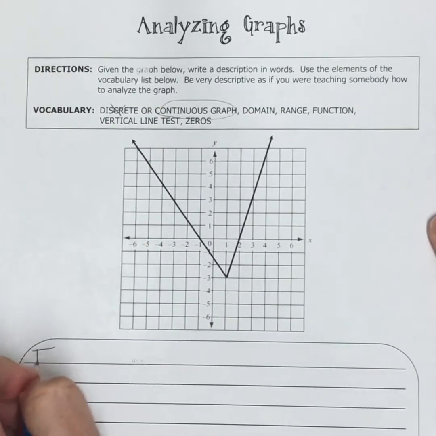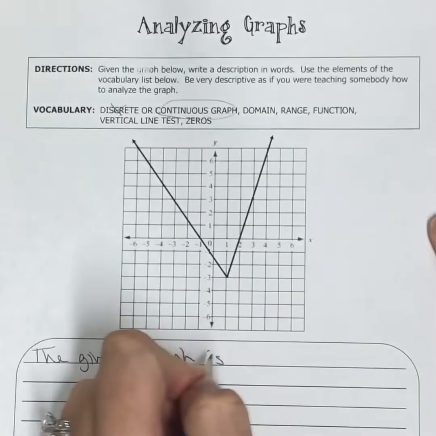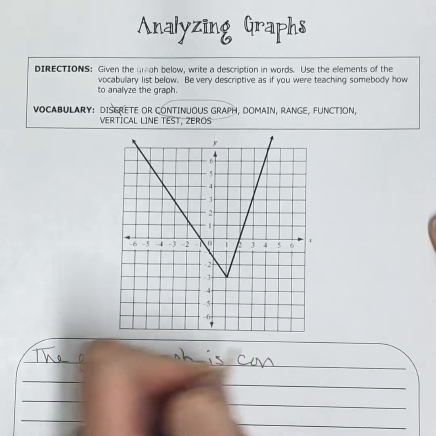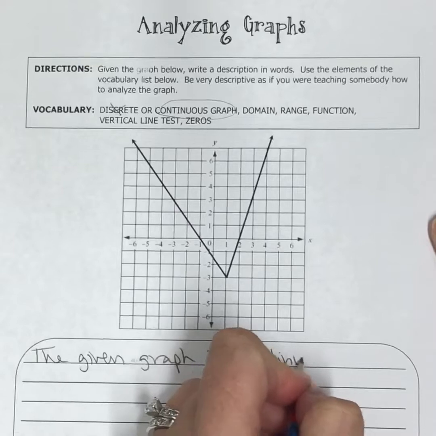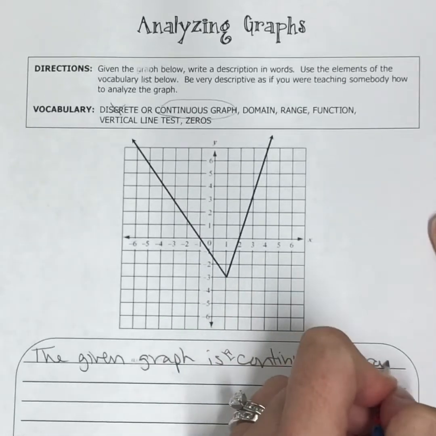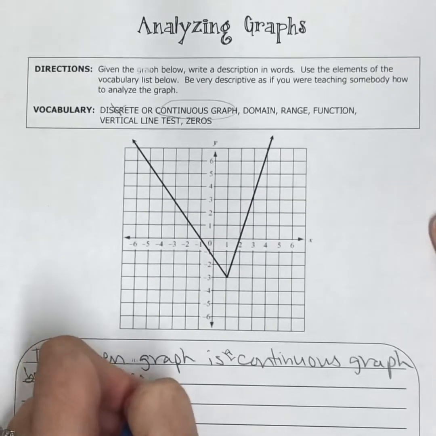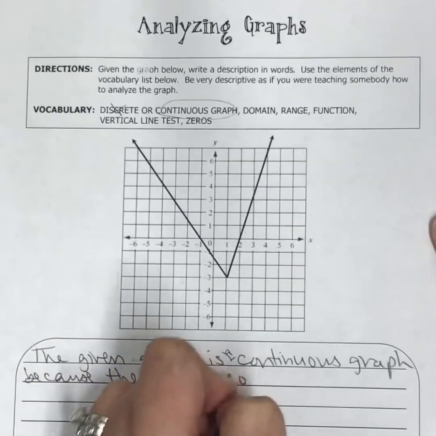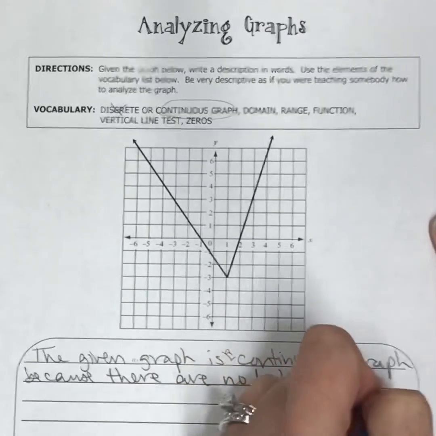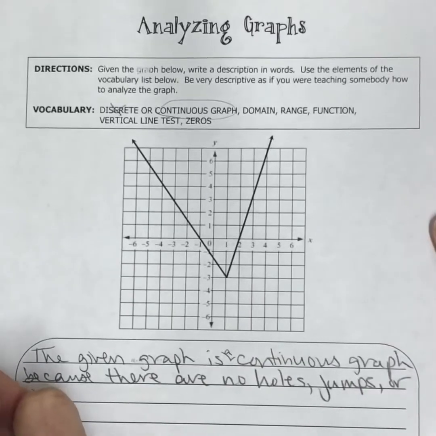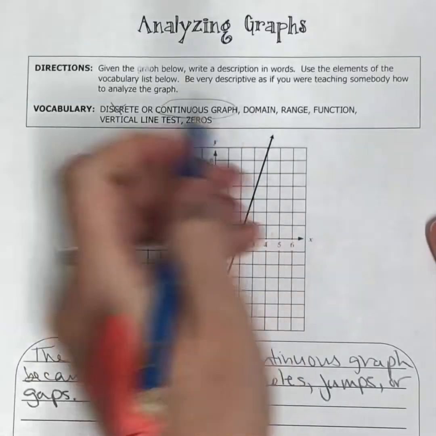So we could say, the given graph is a continuous graph because there are no holes, jumps, or gaps.